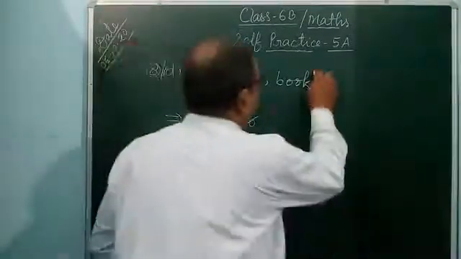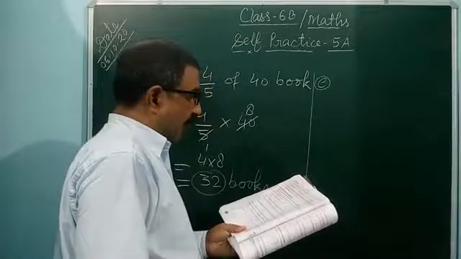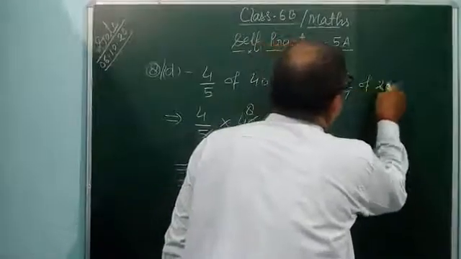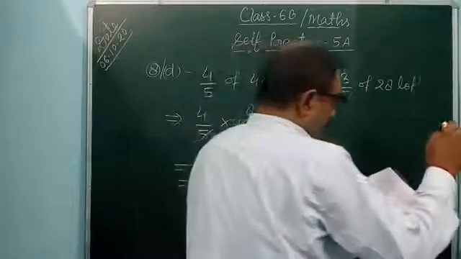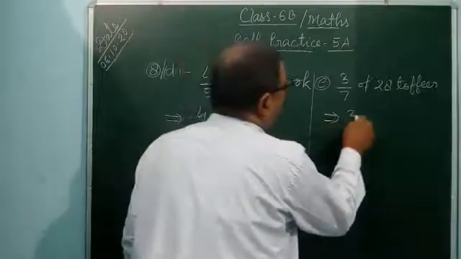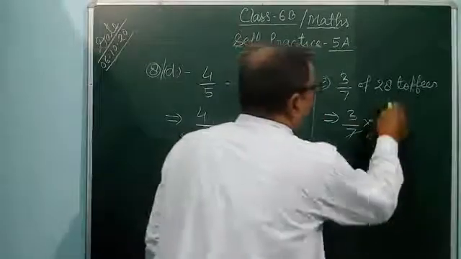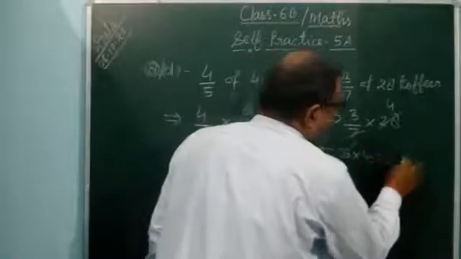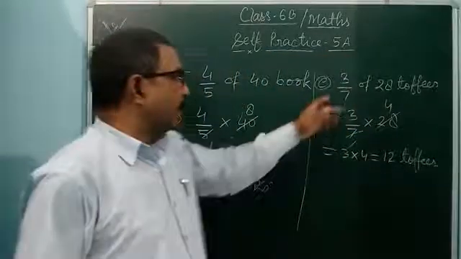Question number E. 3 by 7 of 28 toffees. So 3 by 7 of 28 means 3 by 7 multiplied by 28. 7 1 is 7. 7 4 is 28. It means 3 into 4. 4 3 is 12. 12 toffees. So 3 by 7 represents, out of 28 toffees, 12 toffees.